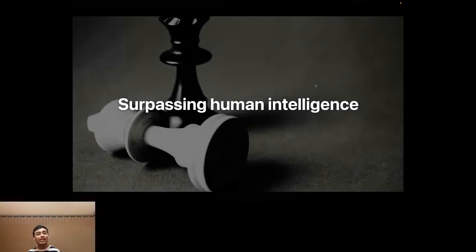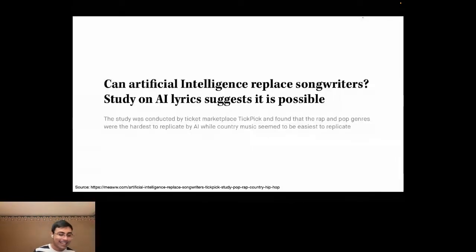And it really grinds my gears to see news articles like this one. Right? Can artificial intelligence replace songwriters? Study on AI lyrics suggests that it's possible. It's interesting to see, especially in domains like songwriting, right? There are certain advancements in technology that have caused all sorts of news articles to say AI is replacing developers and songwriters and really, you name it, journalists. And once again, it's not.